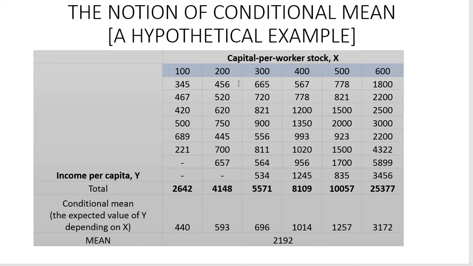Here you calculate the average income per capita for all the countries where the value of capital per worker stock is equal to 200. Then you get 593. If you calculate the average of income per capita for all the countries where the value of capital per worker stock is equal to 300, you should get something around 700, and so on and so forth. So conditional mean tells me the expected value of per capita income depending on the capital per worker stock. For instance, if I know that in a country the value of capital per worker stock is equal to 100, then I expect to see income around 440. If I know that the value of capital per worker stock is equal to 600, then I expect to see per capita income around 3,172. With some deviations, of course, but we will discuss this later on.